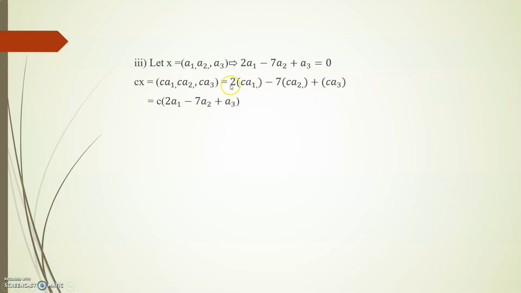So now from these terms, we can take c out as common. Taking c outside, it can be written as c times 2a1 minus 7a2 plus a3. We know the value of this: 2a1 minus 7a2 plus a3 is equal to 0. So instead of this, substitute the 0. So we get 0. Therefore, the closed multiplication is also satisfied.